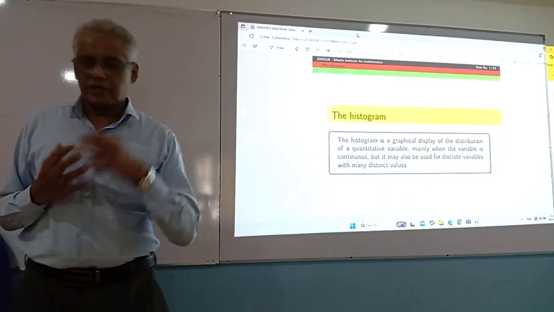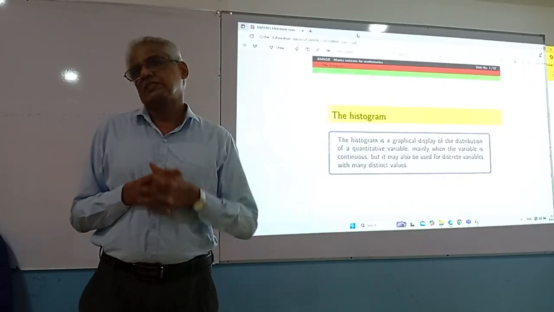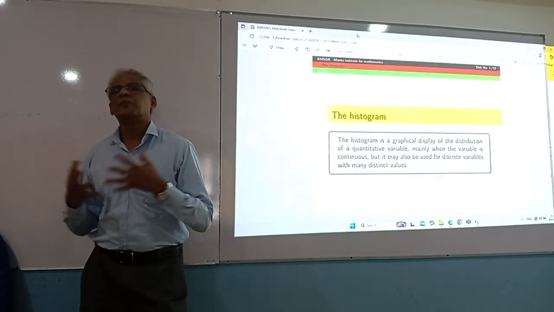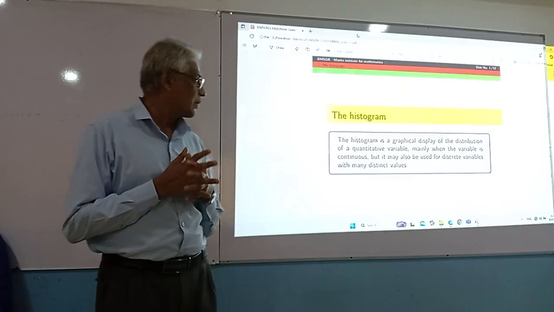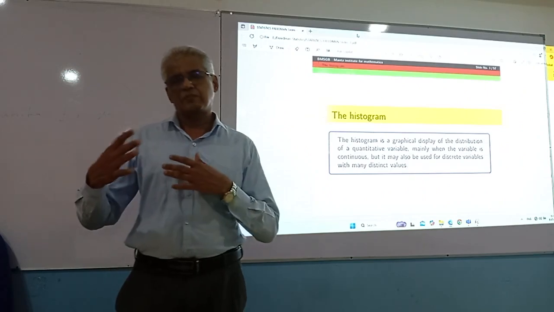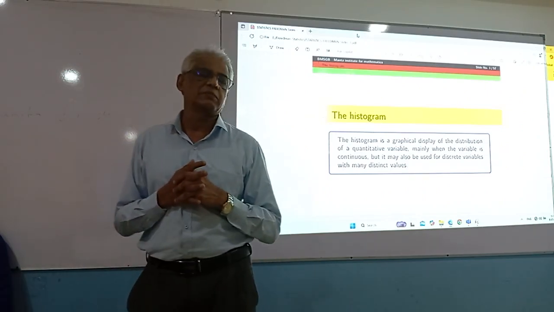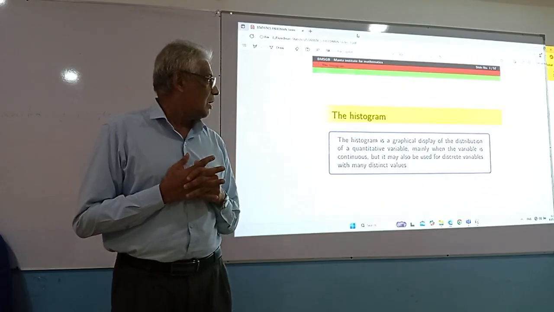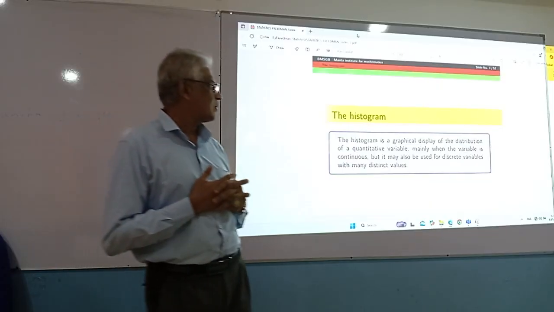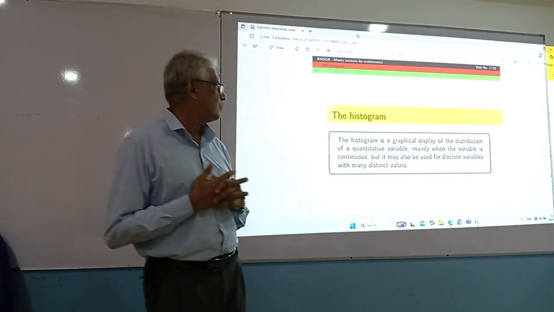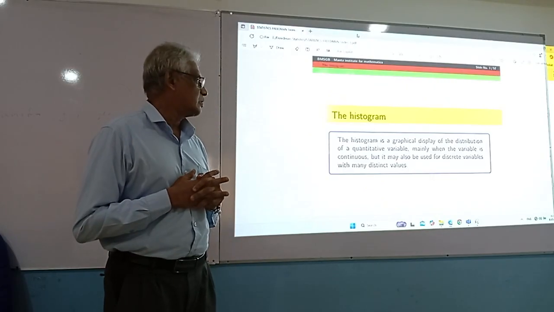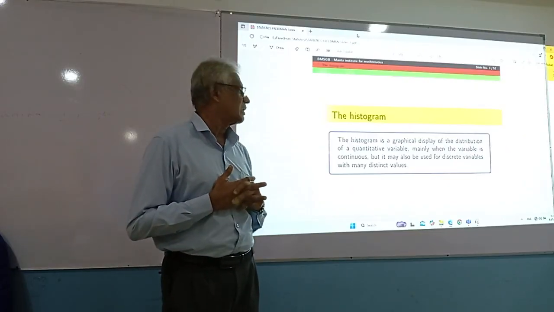So histogram, what is histogram? Histogram is actually a graphical display of data. It's one way of summarizing data. Right? In a way, histogram is similar to something called a bar chart, which you have already seen. But there are some distinct differences between bar chart and histogram. So in order to discuss these differences, it says here the histogram is a graphical display of the distribution of a quantitative variable, mainly when the variable is continuous. But it may also be used for discrete variables with many distinct values.